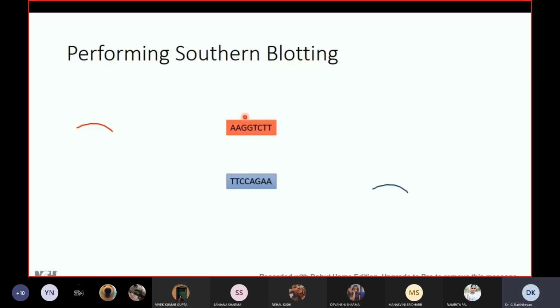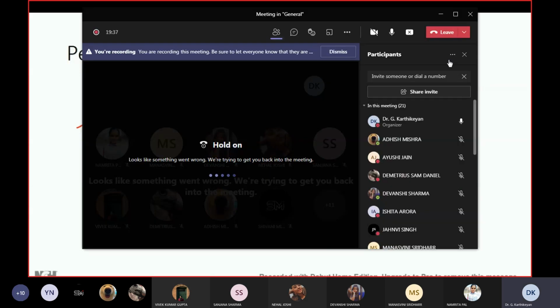So like this, for example, let's say AAGGTCTT, then I should design a complementary sequence, because it's complementary to it. But how can I perform this?